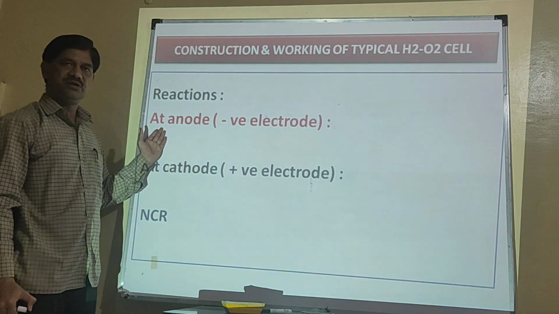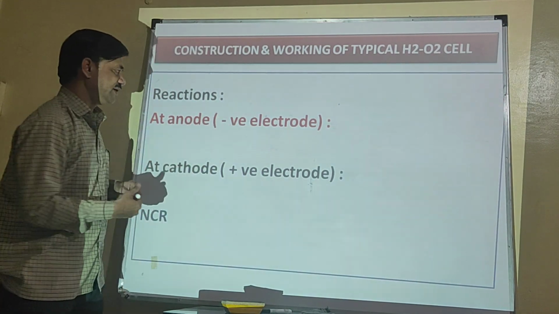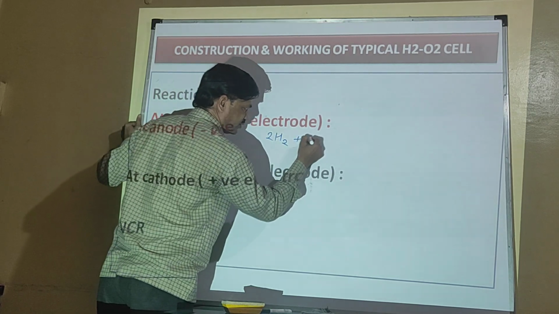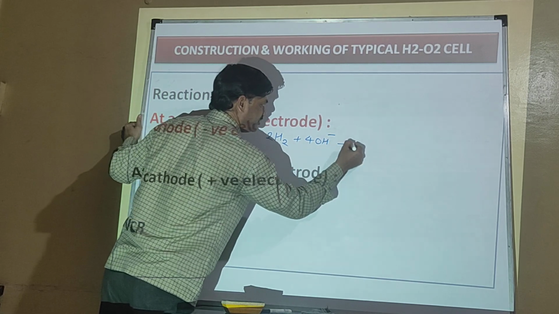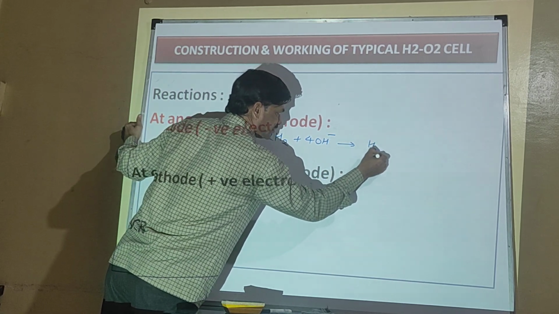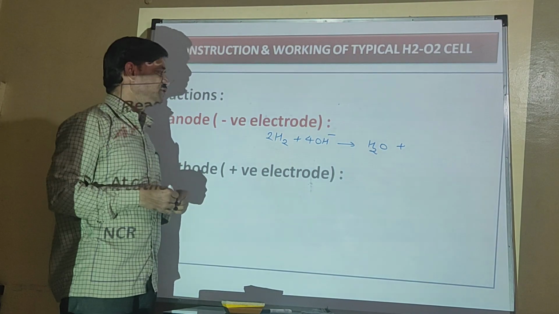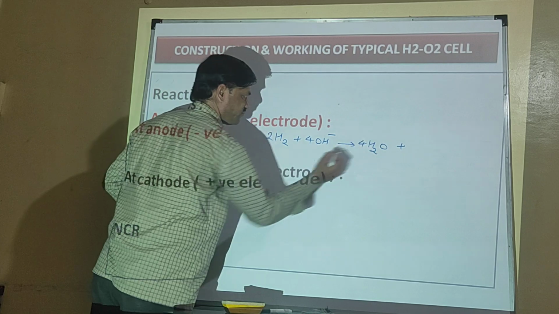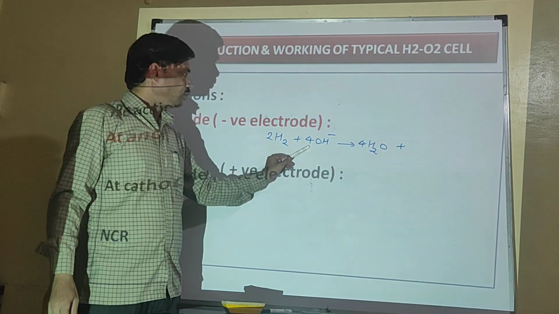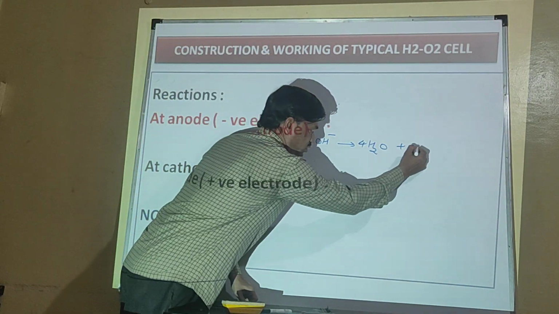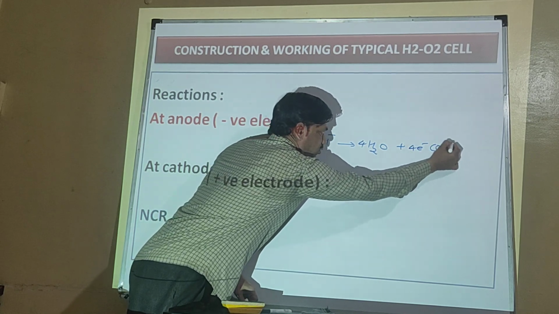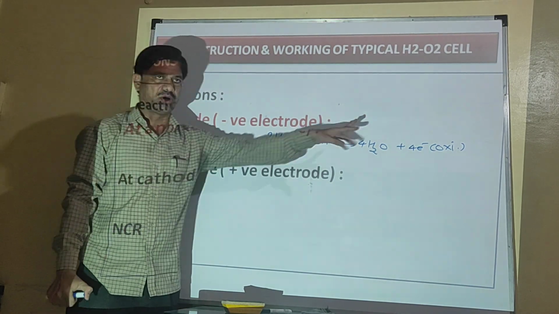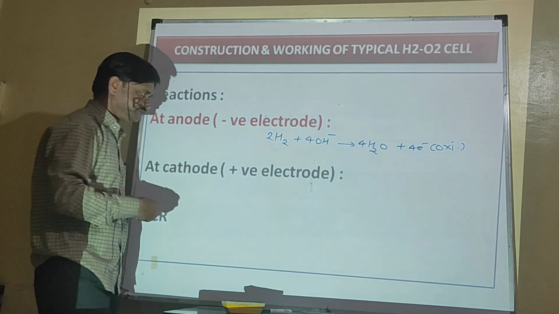What about this one? Reaction at anode. This is the negative electrode. So tell me the reaction. 2H2 plus 4OH minus ion gives rise to H2O. Can you tell me the balancing of this reaction? 2 2s are 4, 4 plus 4, 8 hydrogen. So what can we write here? 4. What about before the reaction? OH carries minus 1 charge. So there is loss of 4 electrons. Tell me what loss is called as oxidation. So this is what? Reaction at anode. That is oxidation.